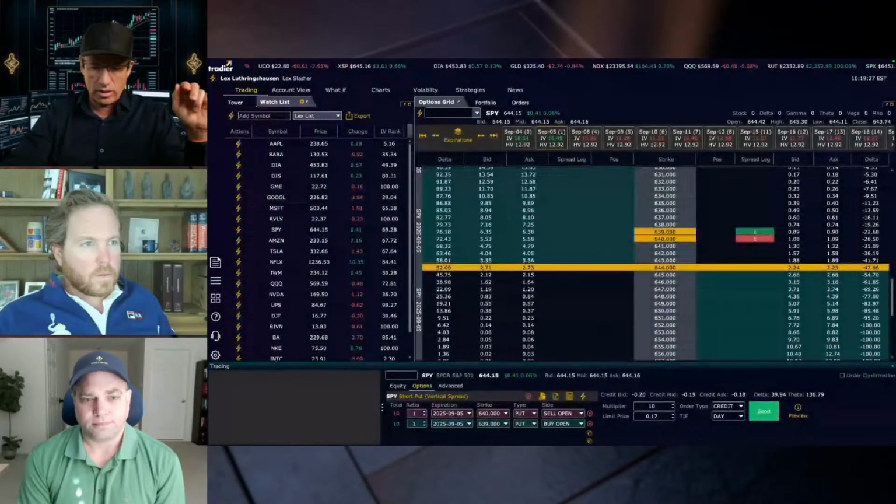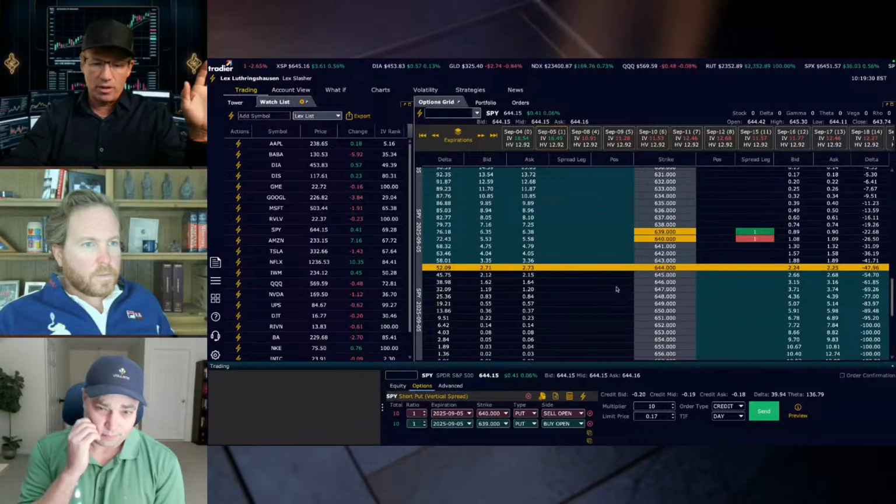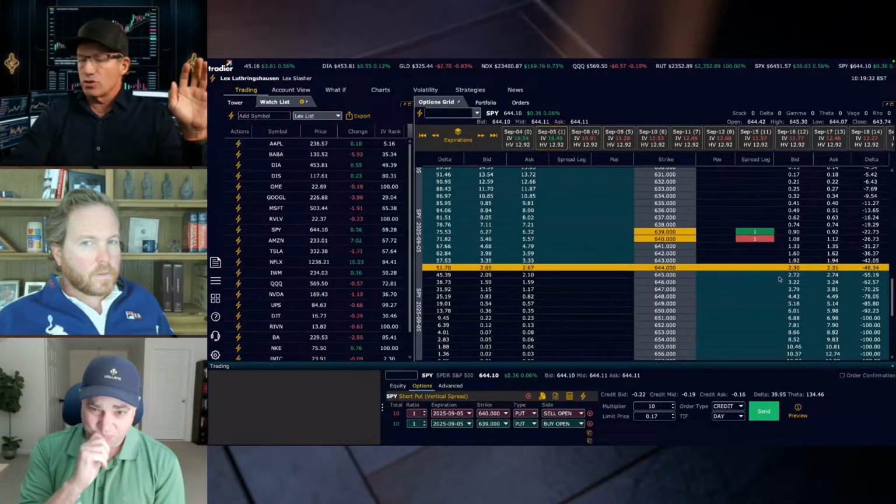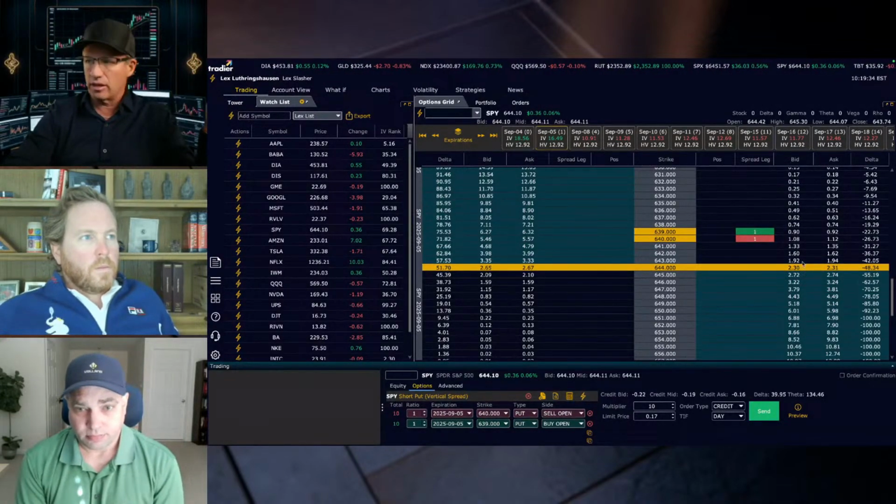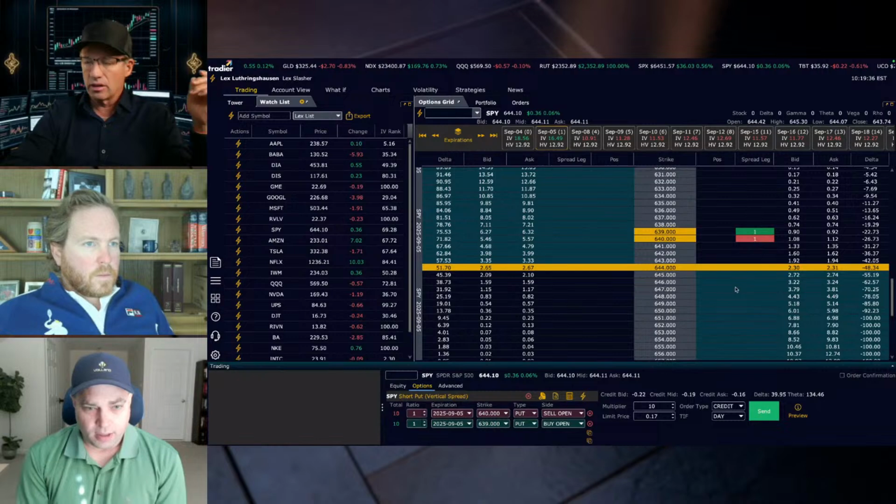Let's go to the screen real quick. I'm going to give a little Lex flavor here and see if you guys agree. So, are we going to the screen? Are we sharing? There we go. Okay, so I just have SPY up here, and I picked these two strikes for my put credit spread. Can you guys see that? Can you see my mouse moving? I think you can. Yep.